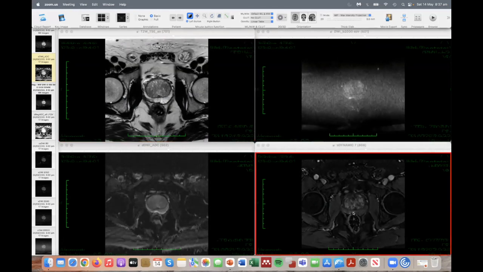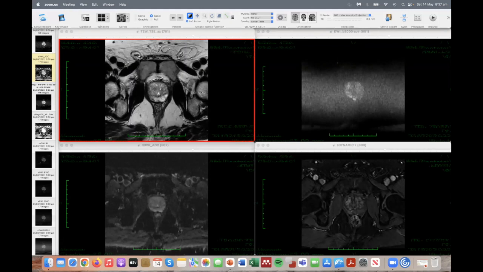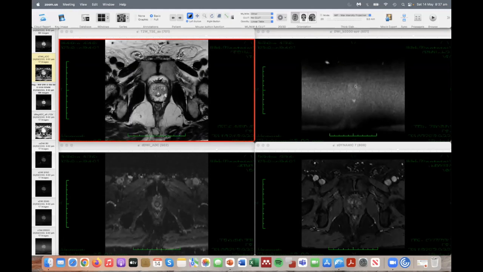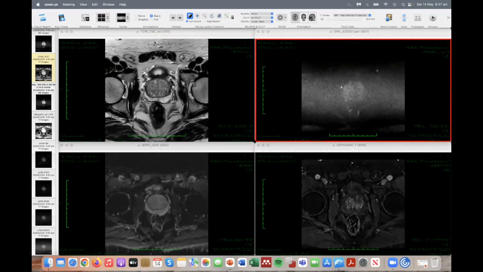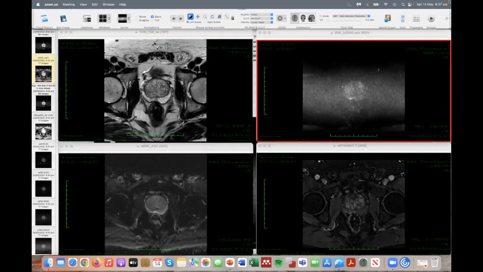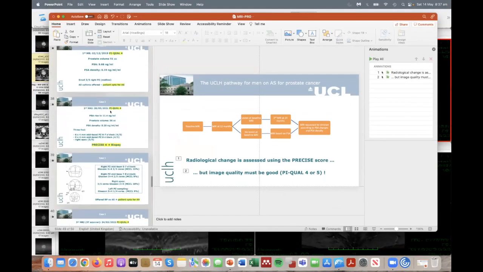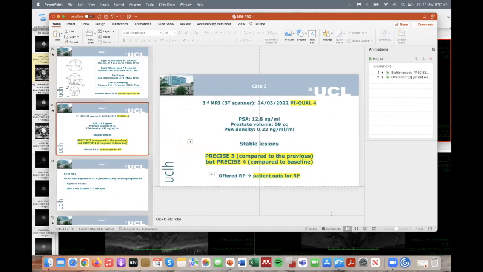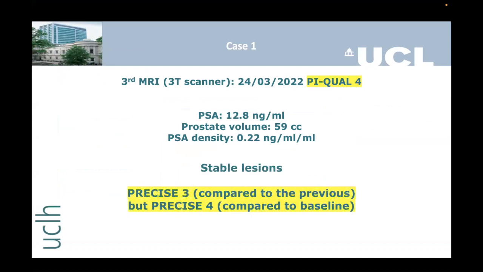And we can clearly see the lesions flashing here, but there are no new lesions. So if you scroll from the base towards the apex, no new lesions were observed despite the increase in PSA density. So if we compare this scan, which is a PI-QUAL 4 again, to the baseline scan, it's a PI-QUAL 4. If you compare to the previous scan, it's a PI-QUAL 3.